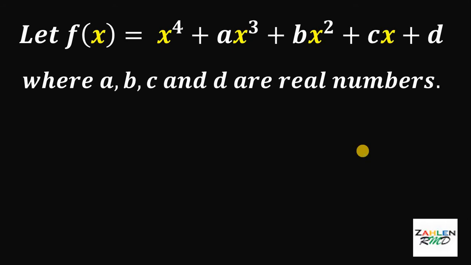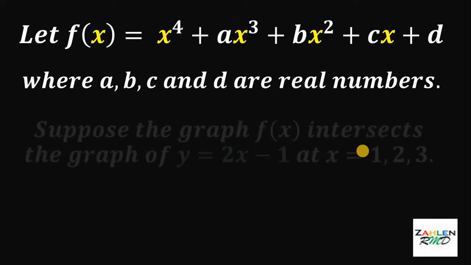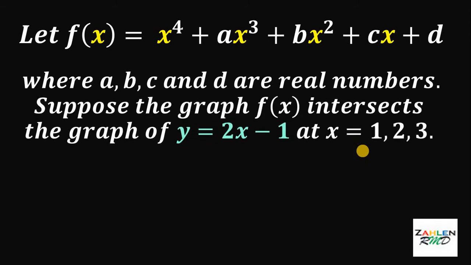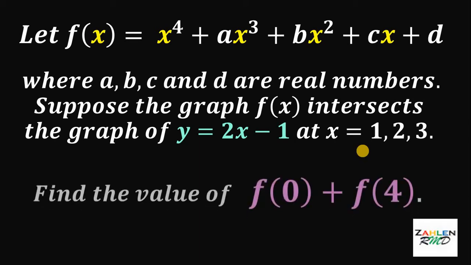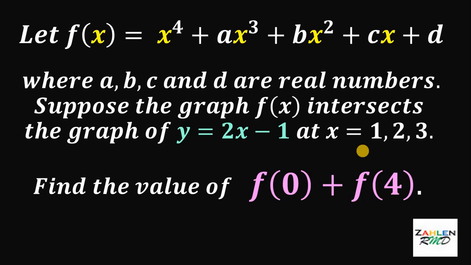Let f of x equals x raised to the fourth power plus ax cubed plus bx squared plus cx plus d, wherein a, b, c, and d are real numbers. Suppose that the graph of f of x intersects the graph of y equals 2x minus 1 at x equals 1, 2, and 3. Now the question is, find the value of f of 0 plus f of 4.